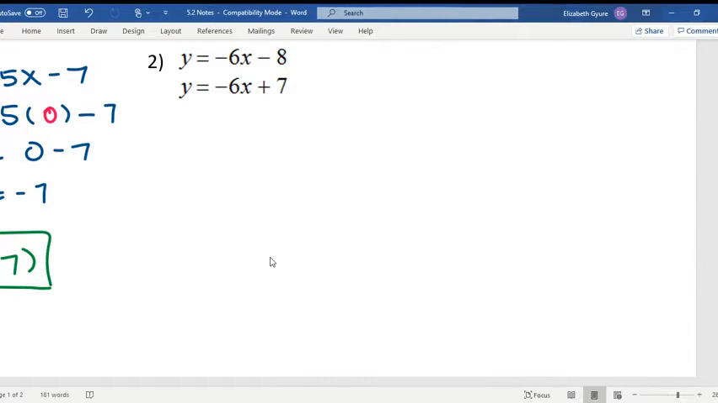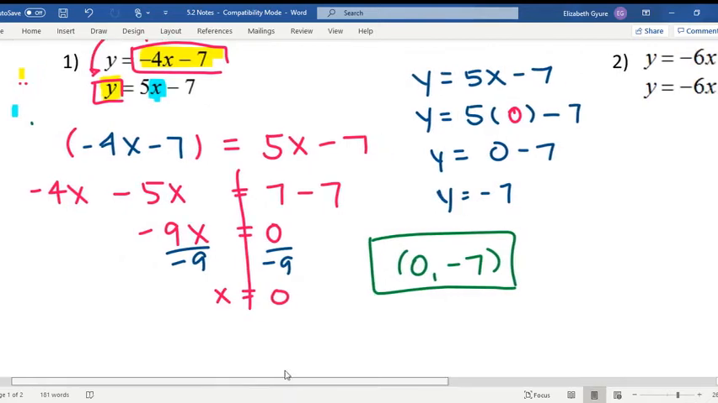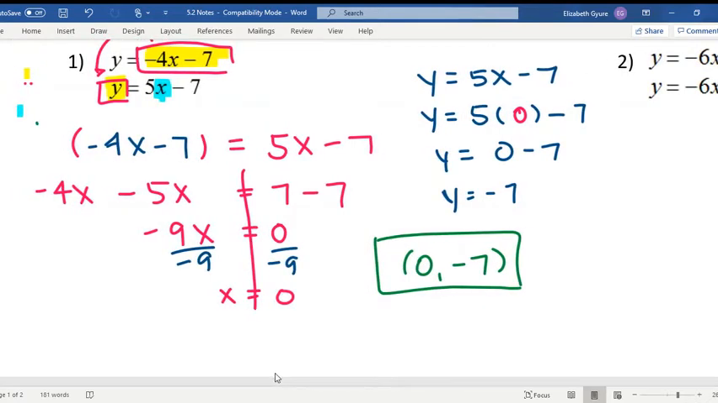So the first one that we did, does it have to have like the same numbers at the end? I don't understand your question. They both have like the -7 on the end of them. Does it have to be the same number? Oh, no. It's just, basically what we're doing here, Asia, they both equal y.